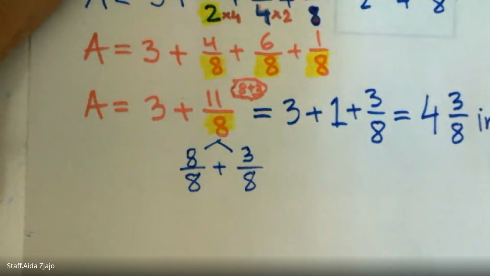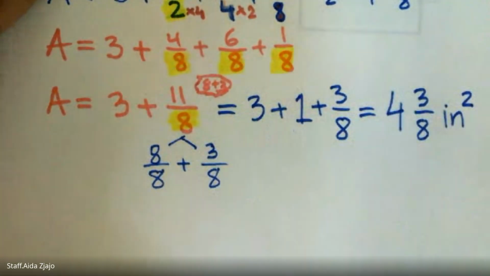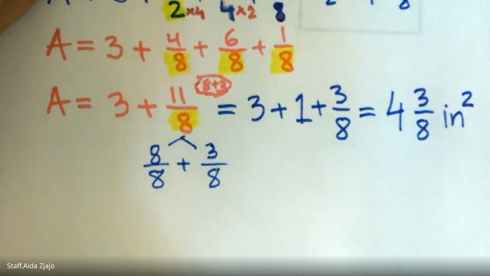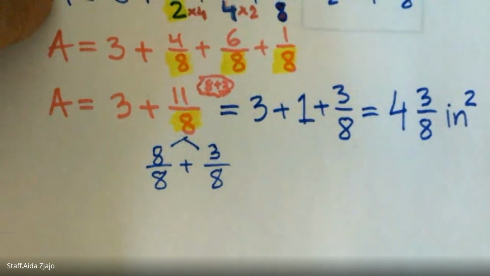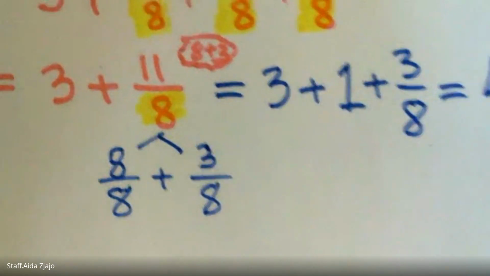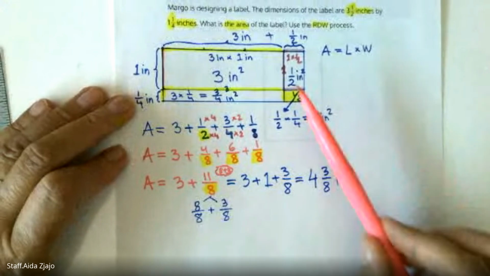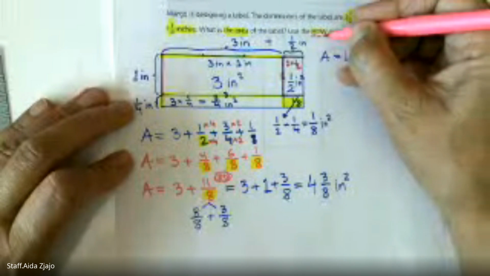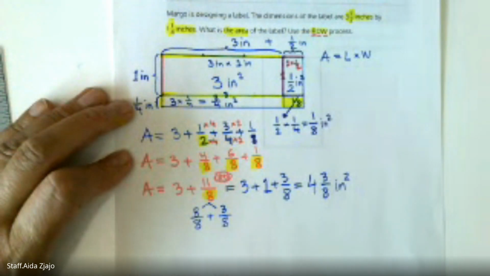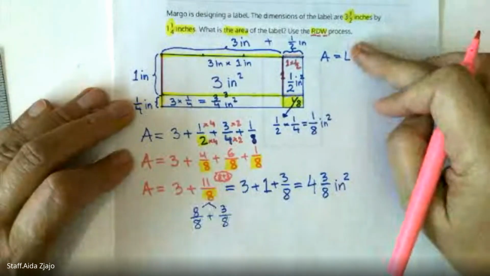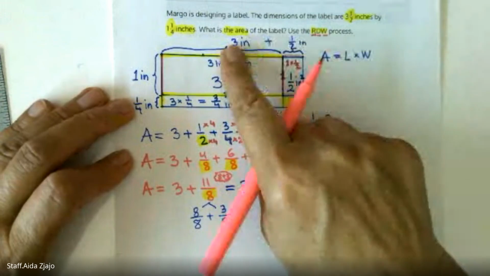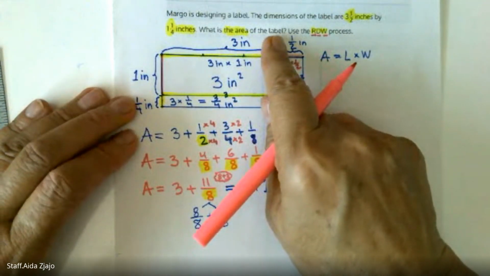That is the area of Margot's postcard that she created. I'm gonna make it smaller. So remember, we did draw a picture. We read information, we draw a picture, and now it's time to write the answer in words. So the question is, what is the area of the label?